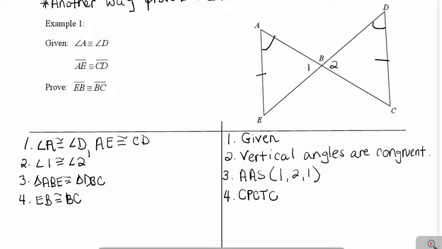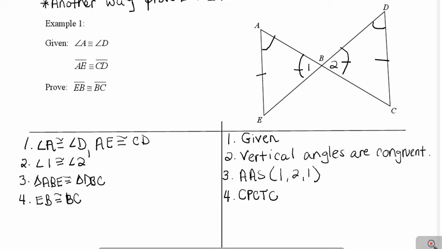Okay, so hopefully these two proofs were fairly easy for you. These are easy examples of ways to use angle, angle, side. So in the first example, we were given angle A is congruent to angle D, and then AE is congruent to CD. And from there, I know I already have an angle and a side from the givens, and then I noticed that I had vertical angles, so I called those angle 1 and angle 2. And then I had enough information to prove the two triangles congruent by angle, angle, side.